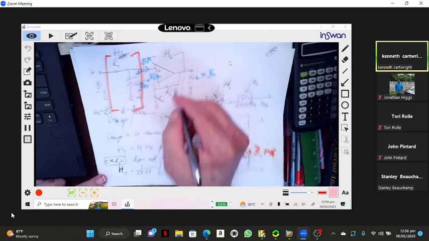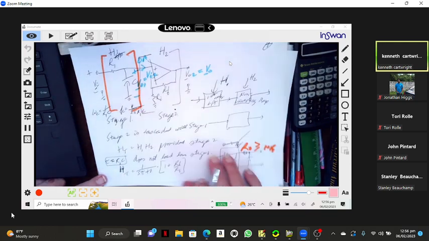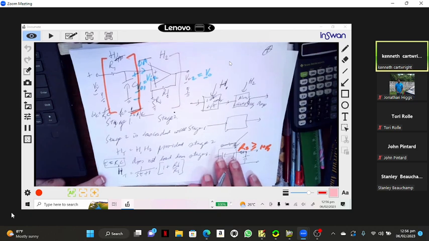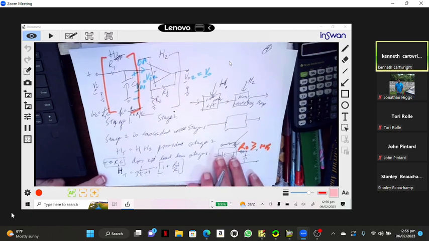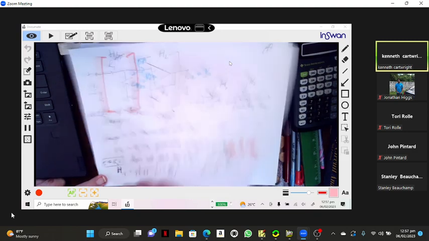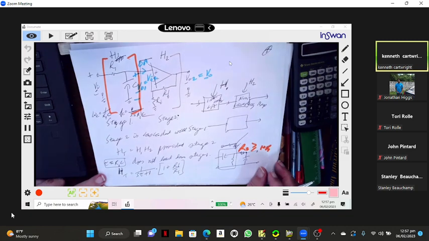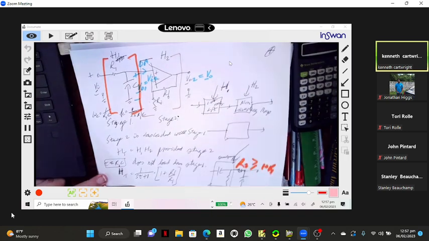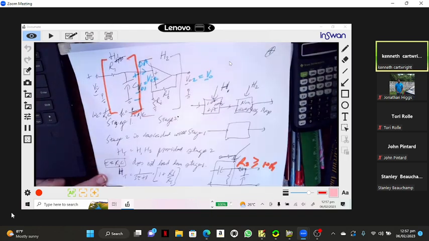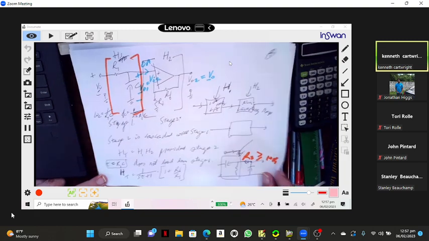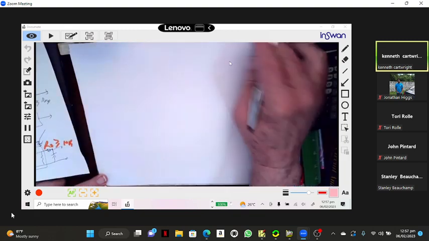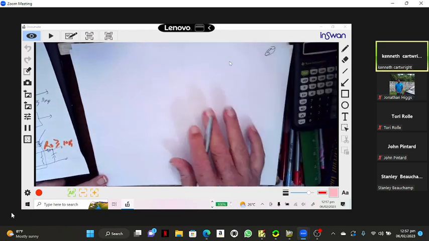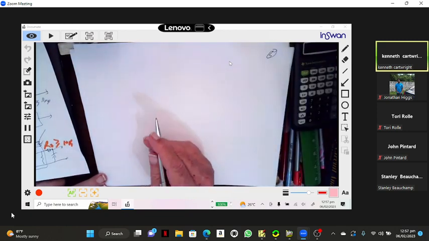Okay. This second stage, what does the second stage do? It does nothing other than change the DC gain. It doesn't add to the phase. Okay. Well, let's do that. What's the magnitude now? What's the magnitude of the overall transfer function?